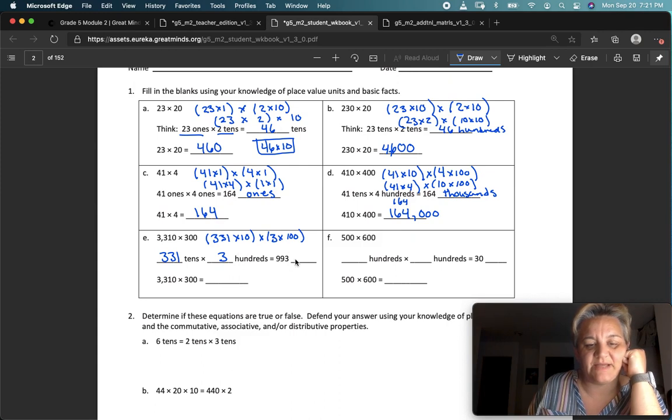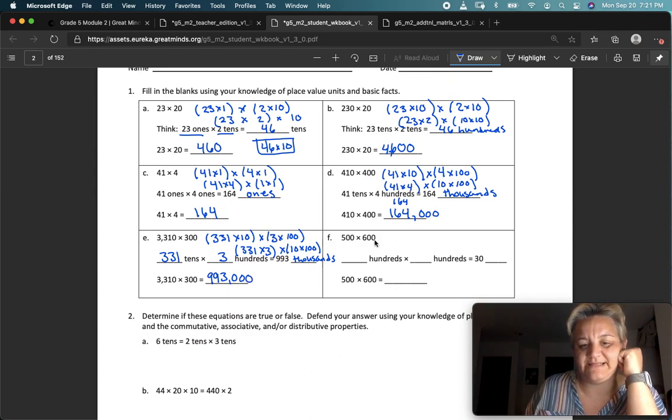But now I'm going to use my distributive property to figure out what that word's going to be right there. So I'm going to take this 3, 3, 1, and I'm going to move the 3 over to that side. Okay? And then the 10 and the 100 are going on that side. So if 10 times 100 is 3 zeros, so that's 1,000. And now I know that my answer is 993 thousands.